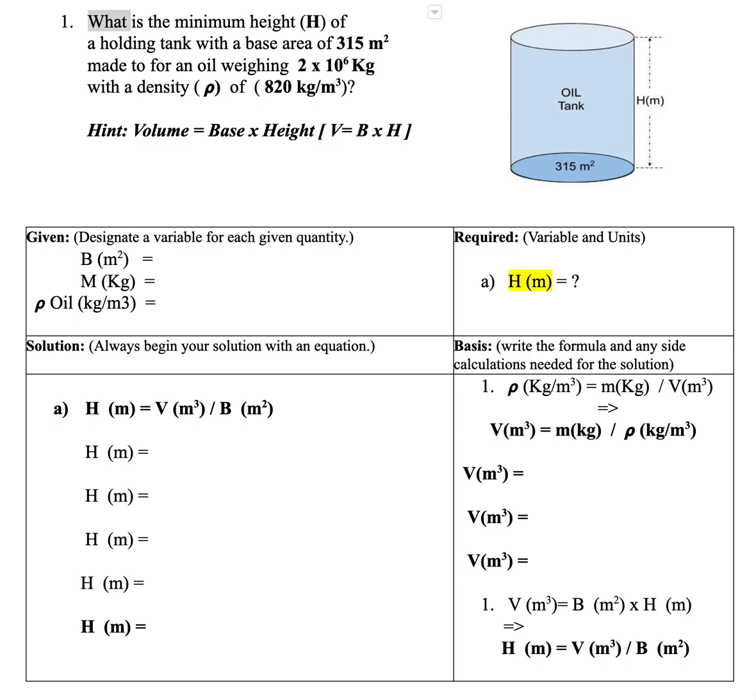Going to solve problem number 1 of your density problems test. So, how do we start? We start with the question marker, what? And that's what we're looking for. And so we look for the first noun, and that's going to be height. So H, and that's what we write down here.